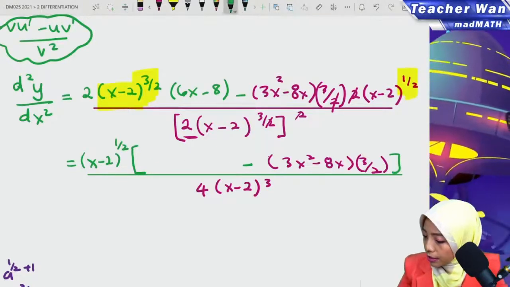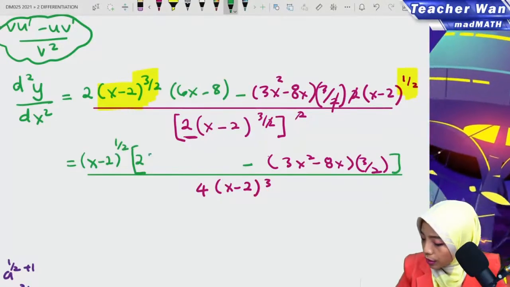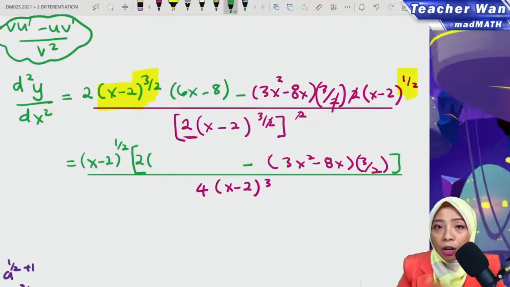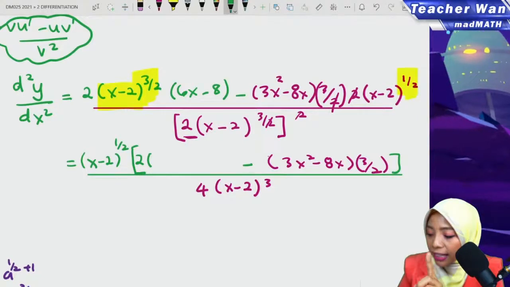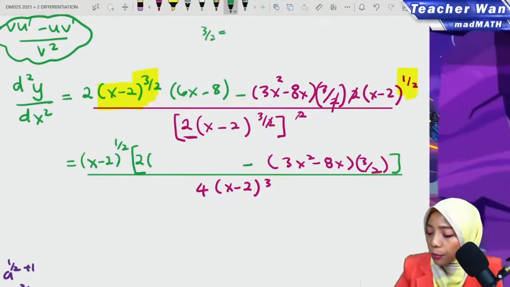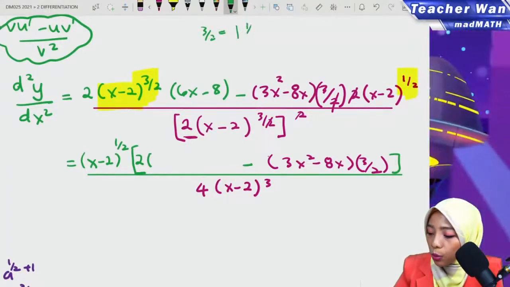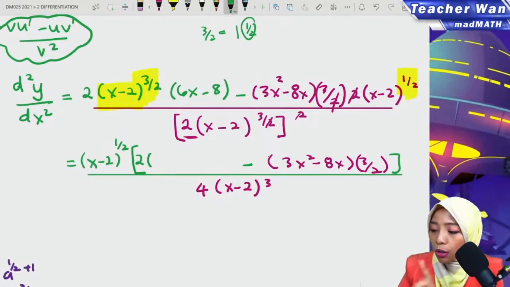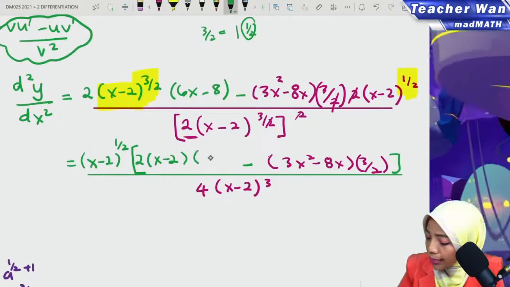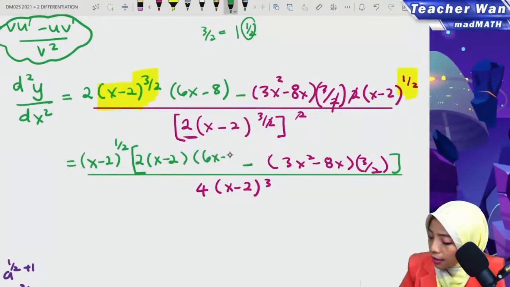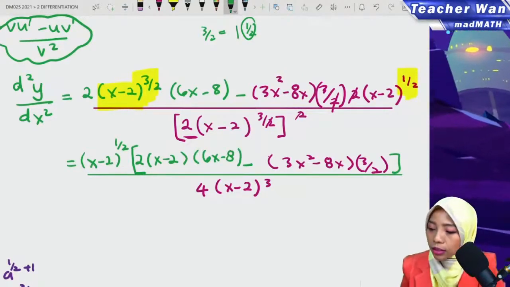Alright, sekejap. Okay, tadi 2 dekat luar. And then we only take out 1 over 2. So the remaining left is 3 over 2 is equivalent to apa? Is equivalent to 1 over 2, right? So we have take out 1 over 2. We have remaining x minus 2. Astaghfirullahalazim. Okay, sekarang barulah betul.